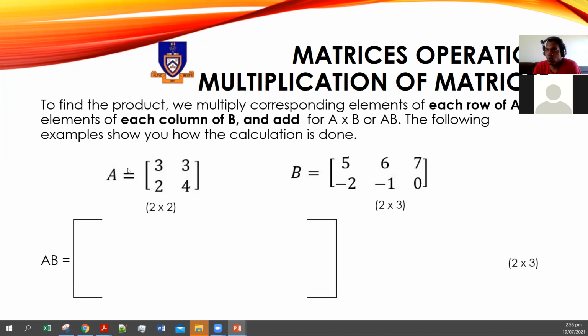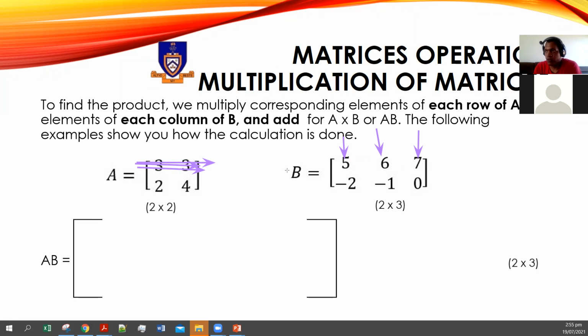So we said that we will go row by column. I will repeat that again. We are multiplying the row by the column, and then we will do again the row by the column. Then we will do again the row by the column. So that's how our multiplication will work.